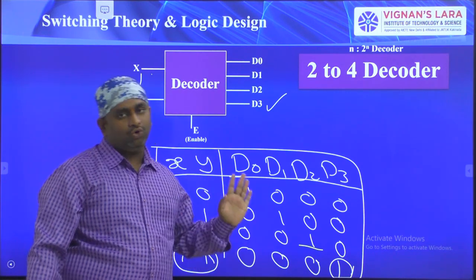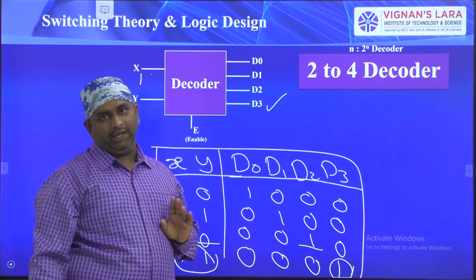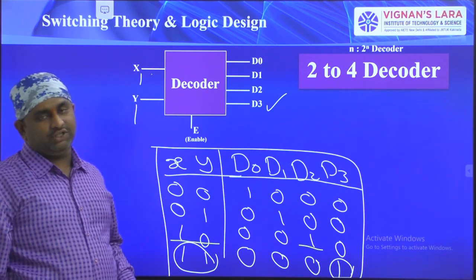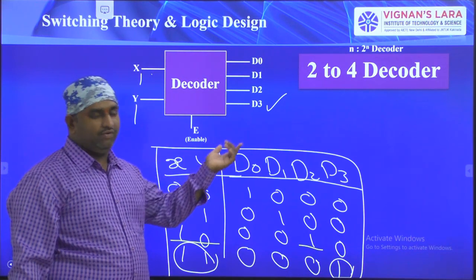Off condition is also coding. On condition is also coding. It is very, very important. On condition is very important. Off condition is very, very important. Those are all very, very important.